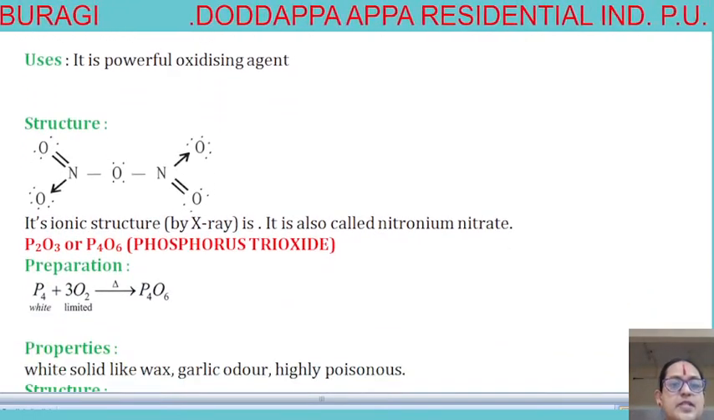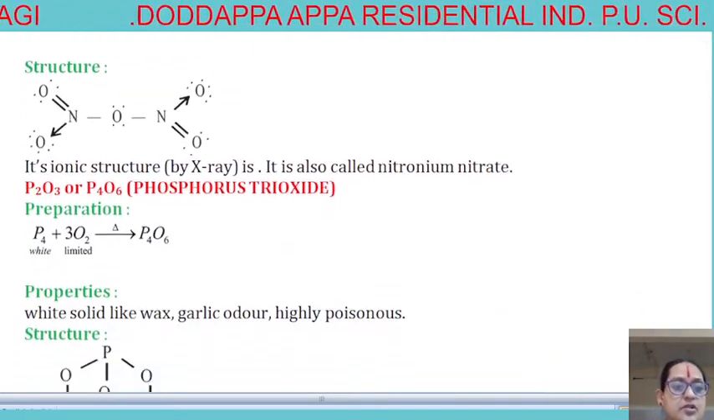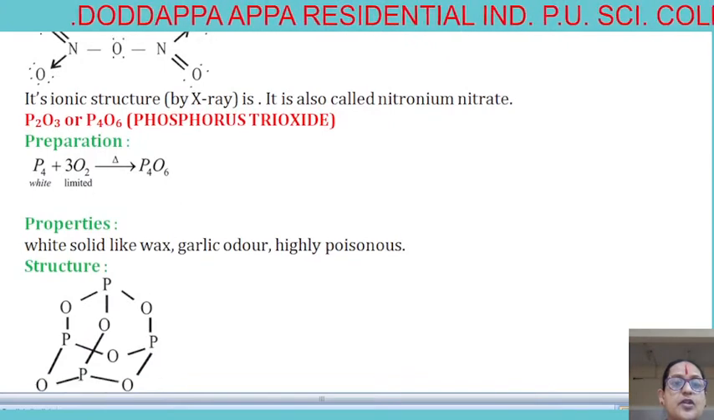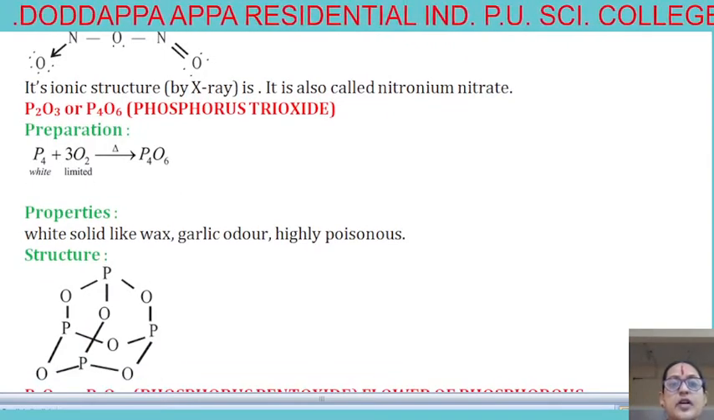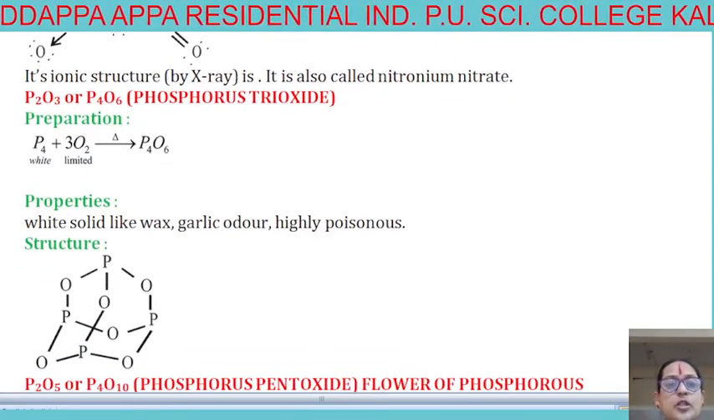Then its uses: it is a powerful oxidizing agent. Its structure we need to study, its ionic structure, by X-ray method. It is also called nitronium nitrate.